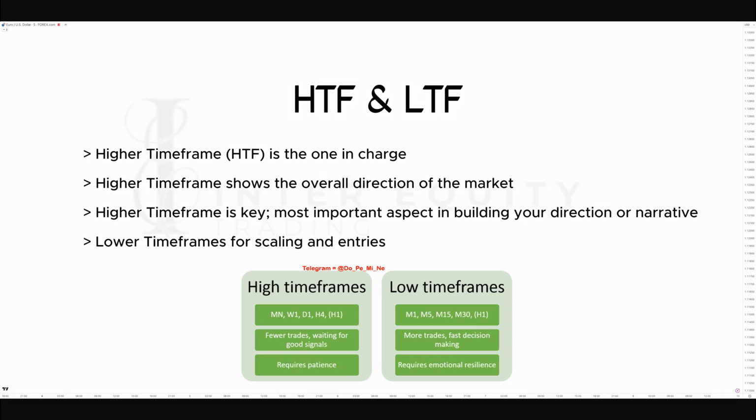Essentially, the higher time frame is the one in charge, telling you what to do and where it wants to go. So let's say you're on the 1 hour time frame. No matter what direction that particular time frame is telling you, the higher time frame holds more weight, meaning you have to put more focus on what the higher time frame is telling you in terms of direction. The most important thing I want you all to take from this is that your higher time frame is always key. It is the most important part of building your direction or narrative, and your lower time frame is where you scale down to for entries.